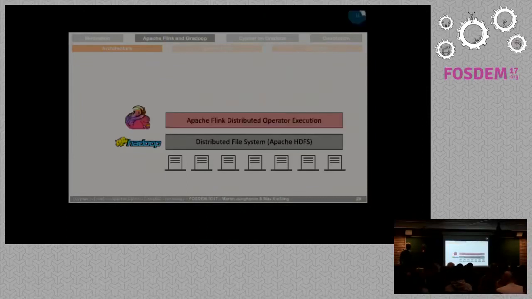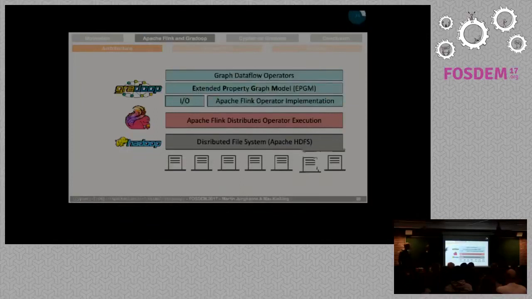It's our data source, data sink. So that's where we store our graphs. We use Apache Flink as a distributed operator execution layer. So this is where we actually implement our graph operators. And Gradoop itself is just a layer on top of Apache Flink, which uses the batch API or the stream API. I will talk about this maybe later.